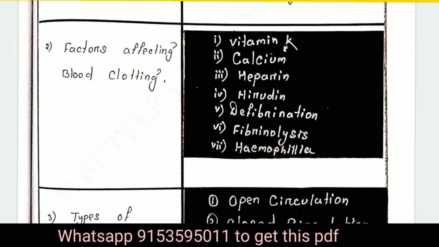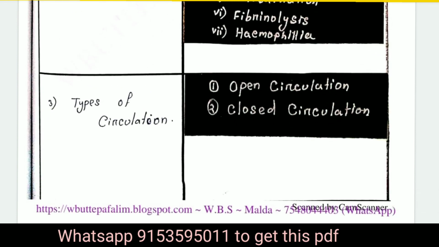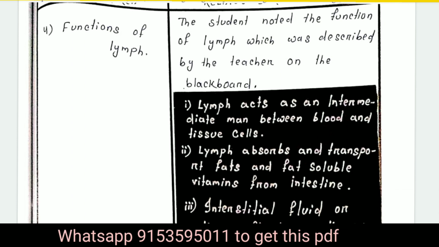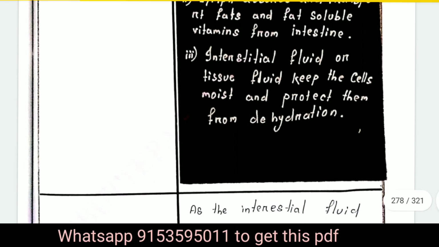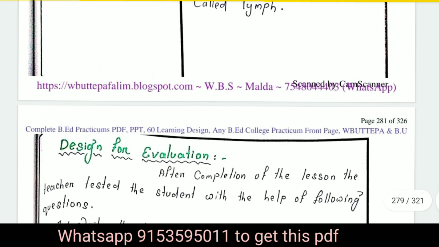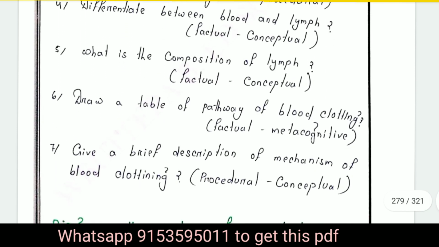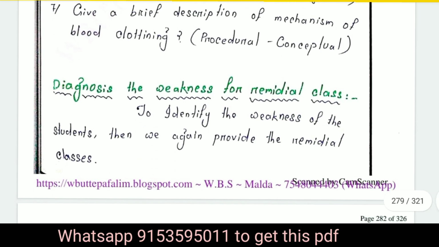Vitamin A, calcium, heparin, hirudin. Types of circulation: open circulation, closed circulation. Function of lymph. The student noted the function of lymph which was described by the teacher on the blackboard. Here we see the lymph function. Significance of lymph. Design for evaluation. Student with the help of following questions. Some questions are as follows. Next, diagnose the weakness for remedial class.